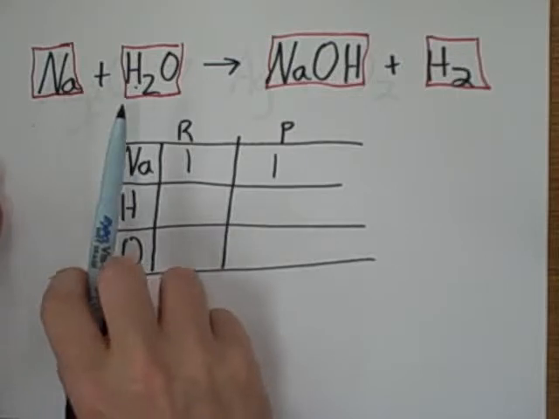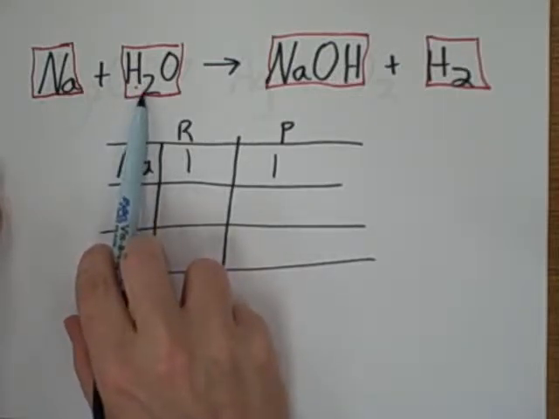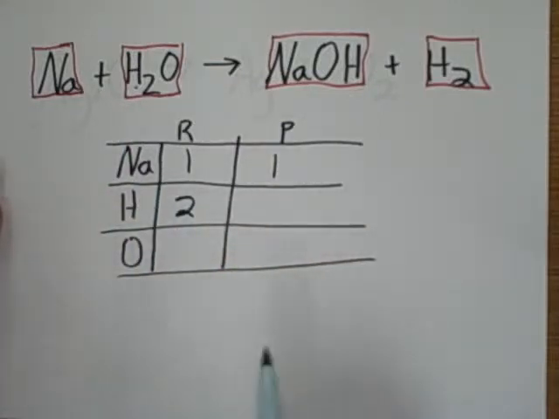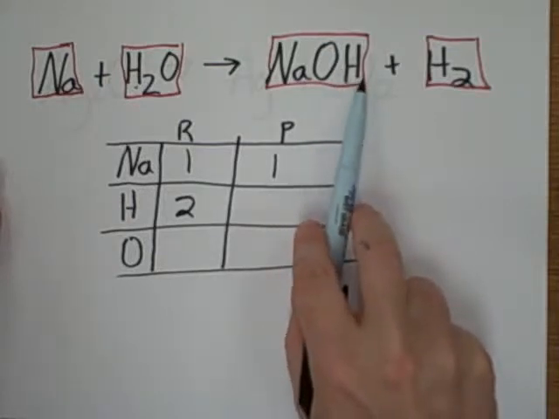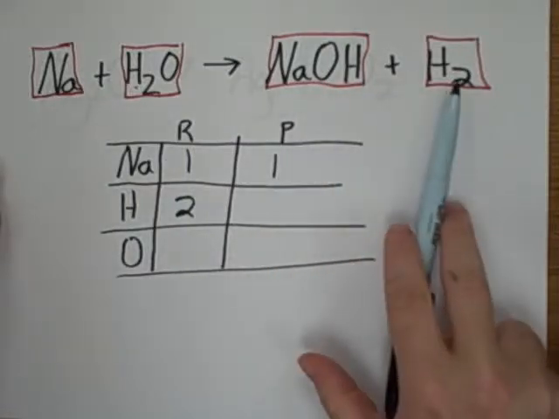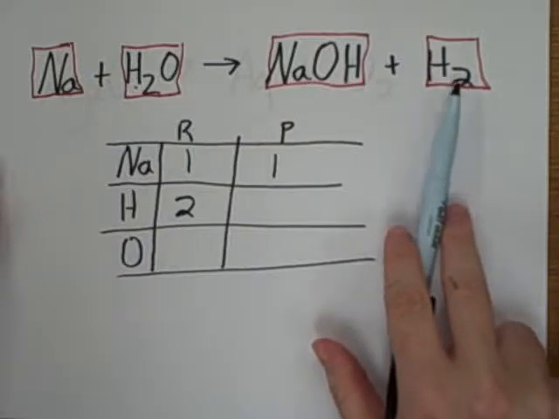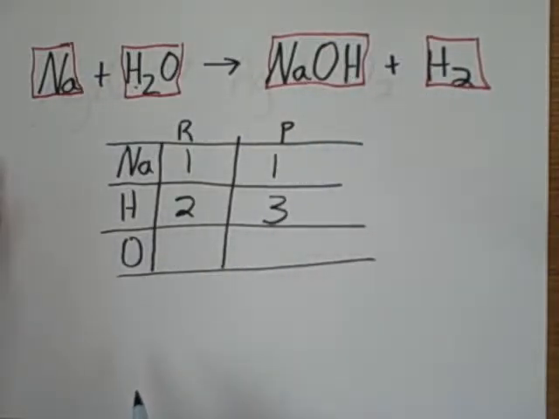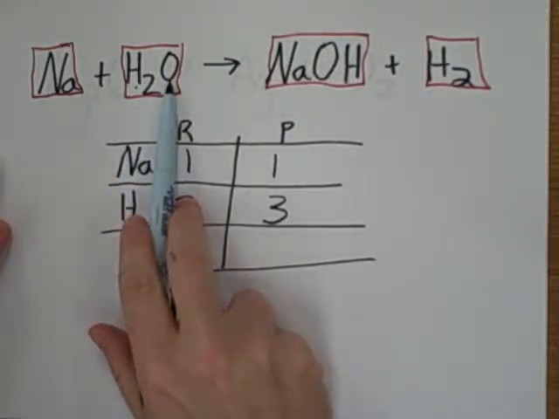Here's hydrogen on the reactant side, and there's a 2 after it, so that means there's 2 of them. So we're going to put a 2 on the reactant side for hydrogen. Now on the product side, here is hydrogen, and there's only 1 of them because there's no numbers after it. But wait a minute. There's hydrogens here too. So we have to add together these 2 hydrogens plus this hydrogen for a total of 3 hydrogens on the product side. Now for the oxygens, there's 1 here in the H2O.